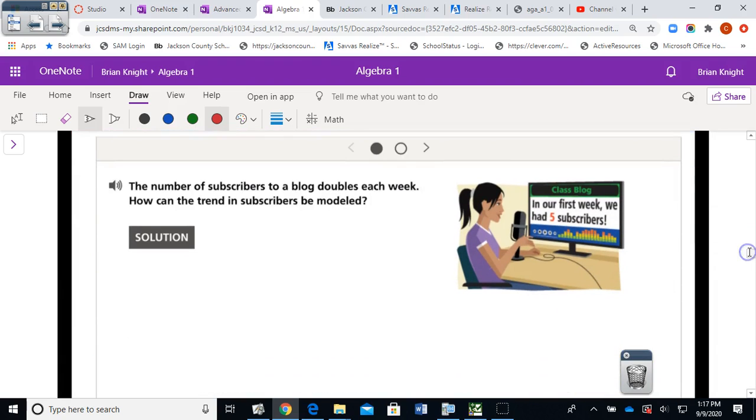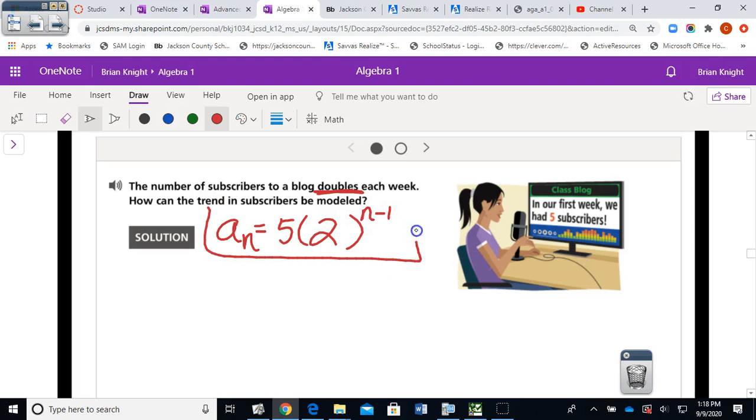I will try. Example 4. The number of subscribers to a blog doubles each week. How can the trend in subscribers be modeled? So, how much should we start with? 5. So a sub n equals 5. What's the rate? 2. It doubles, so it would be 2 to the what? Done.